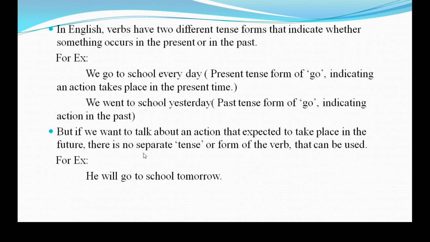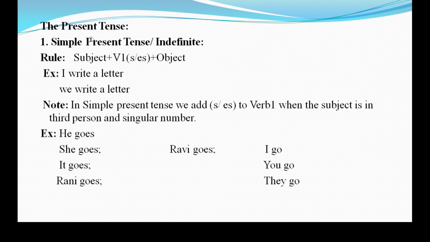But if we want to talk about an action that is expected to take place in the future, there is no separate tense or form of the verb that can be used. For example, he will go to school tomorrow. That means here will go indicates that an action is going to happen tomorrow. Let us discuss the present tense in detail.